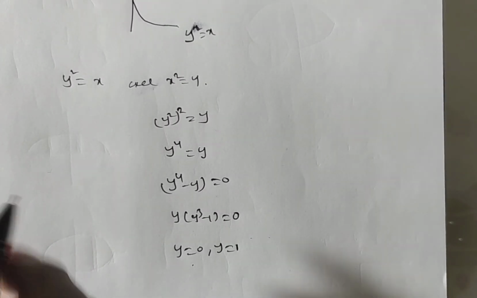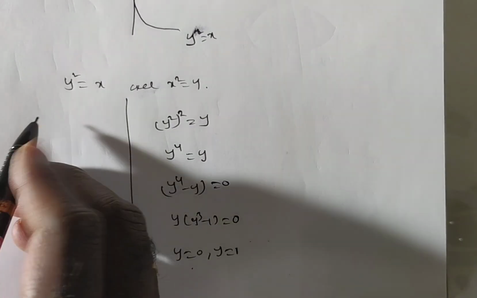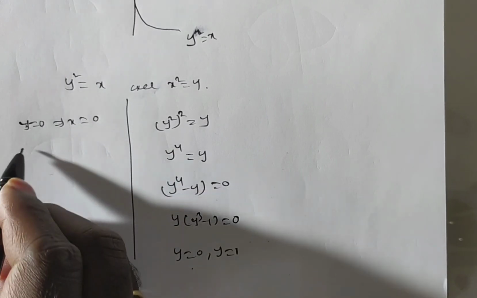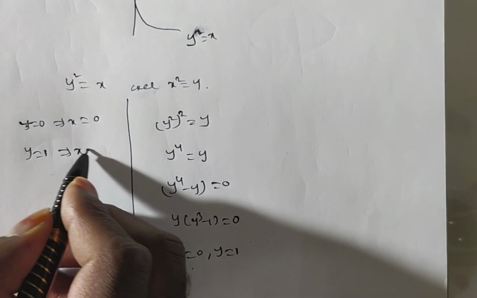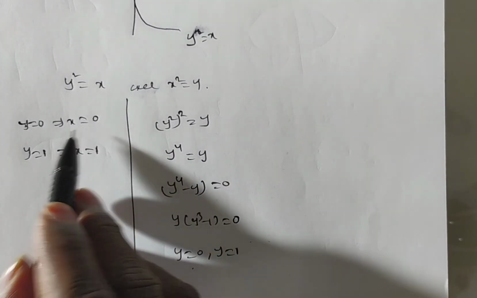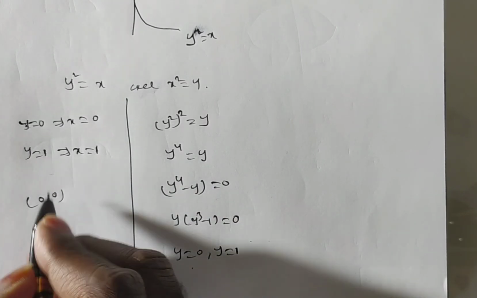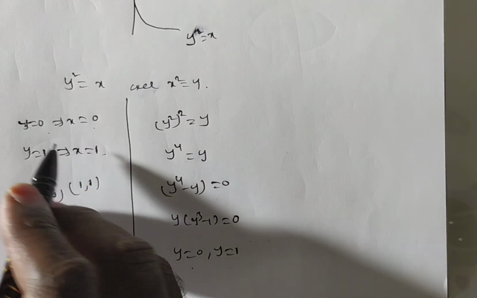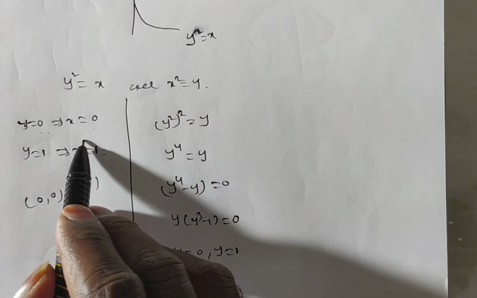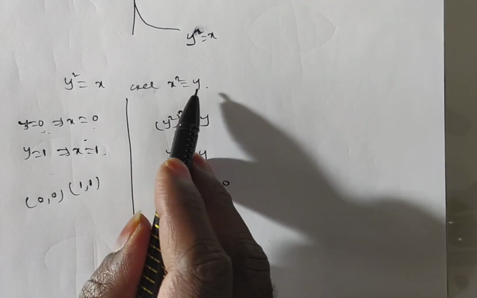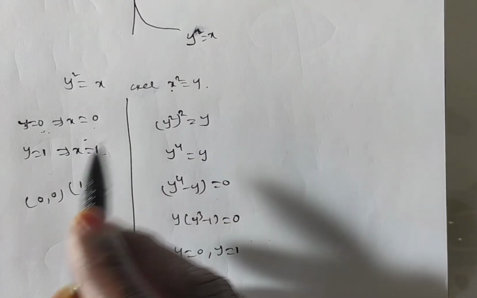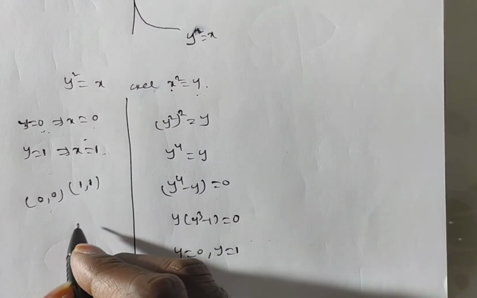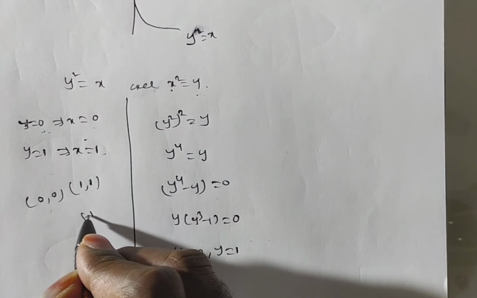If you put y is equal to 0 in this parabola, that implies x is equal to 0, and if y is equal to 1, that implies x is equal to 1. So the points are 0 comma 0, and when x is 1, y is also 1. Of course you can cross check with this: if y is 0, x square is 0, so x is equal to 0. When y is 1, x square is equal to 1, x is equal to plus or minus 1. So you will feel like plus or minus 1 comma 1.